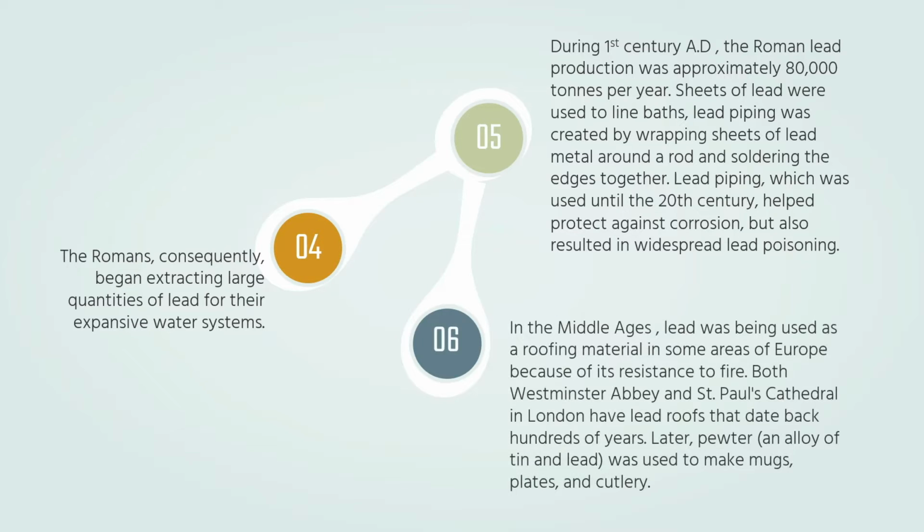In the Middle Ages, lead was being used as a roofing material in some areas of Europe because of its resistance to fire. Both Westminster Abbey and St. Paul's Cathedral in London have lead roofs that date back hundreds of years. Later, pewter, an alloy of tin and lead, was used to make mugs, plates, and cutlery.